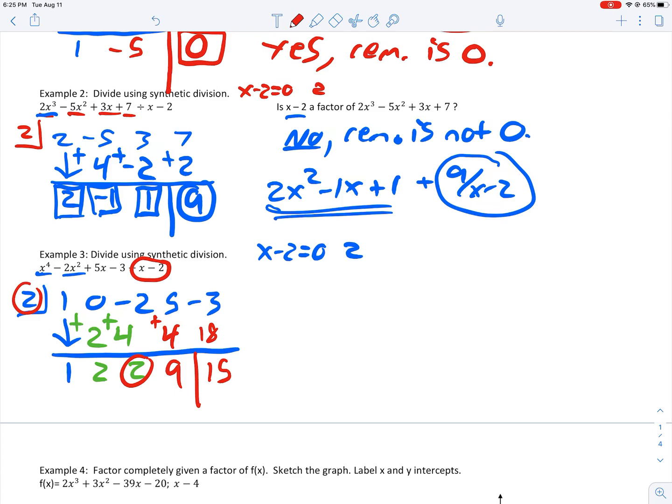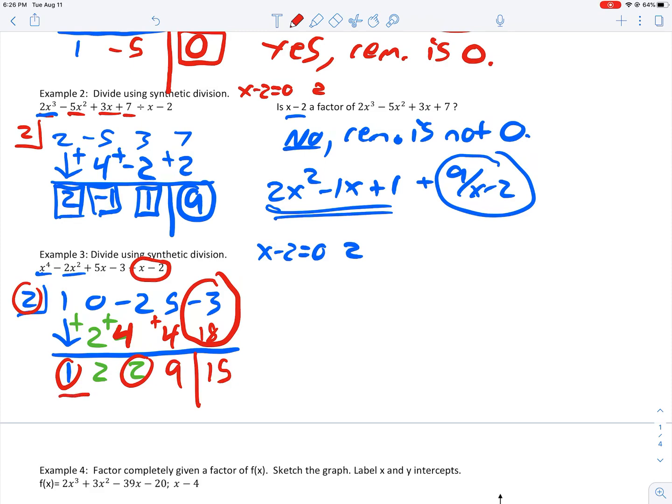So again, write in order. Bring the 1 down. 1 times 2 is 2. Add these two together. That's how I get 2. 2 times 2 is 4. Add these together. That's positive 2. And I just keep repeating that step over and over. So then 2 times 2 is 4. So I add the 5 and 4 together to get 9. 9 times 2 is 18. I add these two numbers together to get 15. So your remainder is 15.